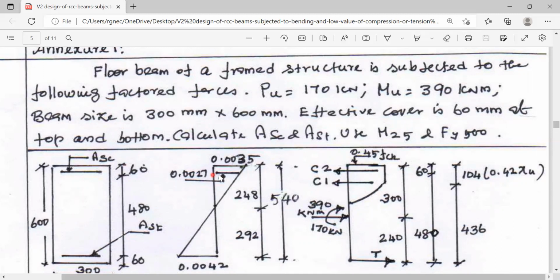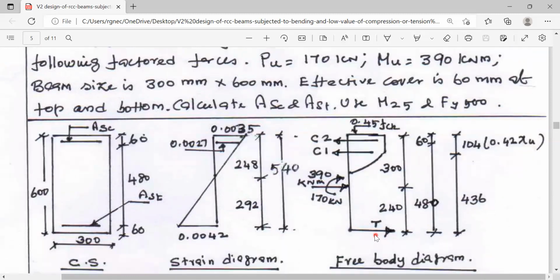And the strain in compression reinforcement will be generally in the range of 0.8 Fy, as against the value of tension reinforcement. Stress in the tension reinforcement will be 0.87 Fy. Stress in the compression reinforcement will be 0.8 Fy. Instead of calculating the strain, we can as well take straight away the stress in the compression reinforcement as 0.8 Fy as against the stress in the tension reinforcement, which is in the range of 0.87 Fy.